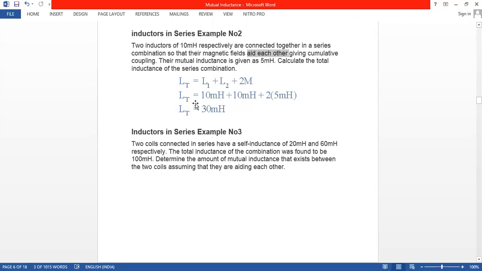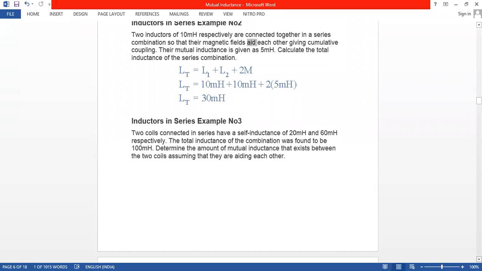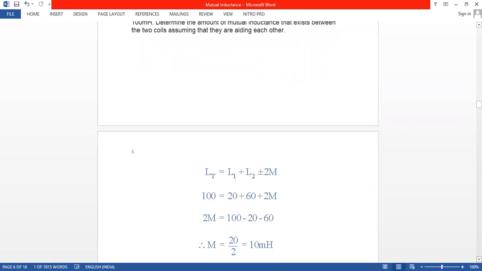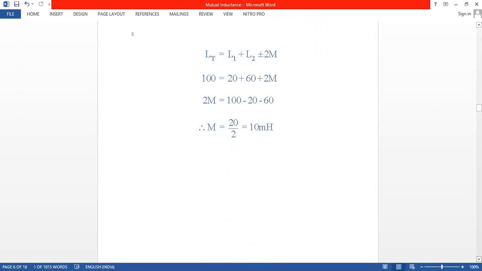The same problem, but instead of aiding each other, I am writing opposing. What is the formula now? Magnetic fields are opposing: L1 plus L2 minus 2M. Same problem. I will share the material with you, you can take that one. The same thing they have written.